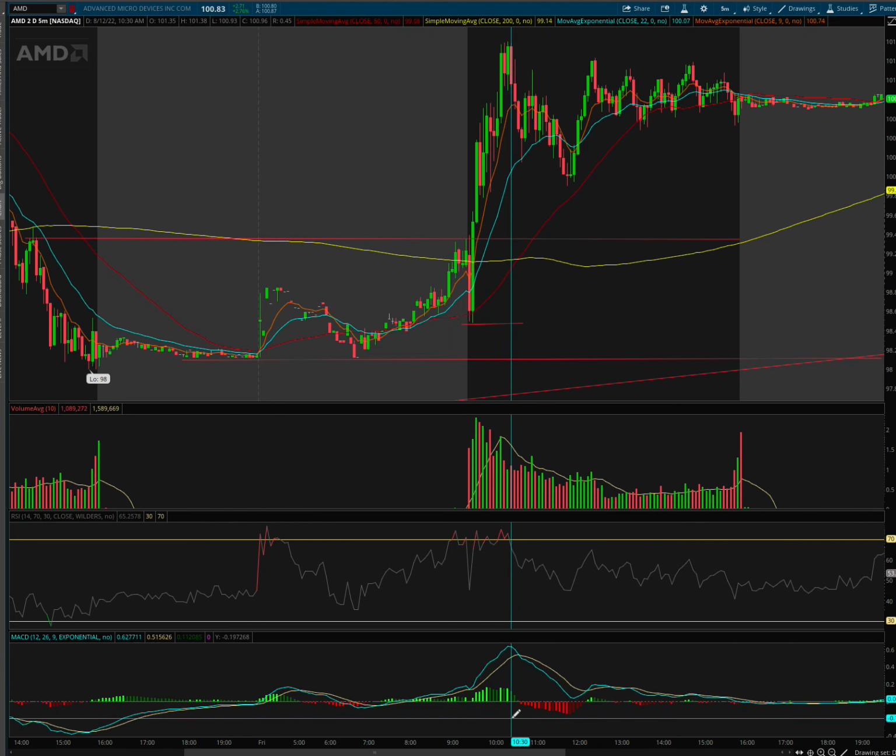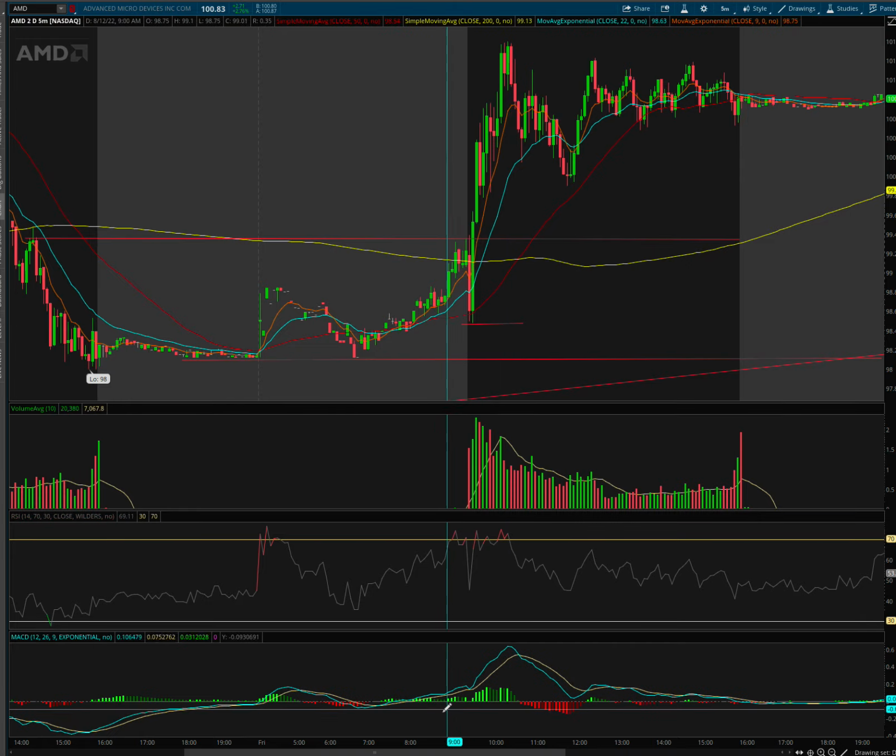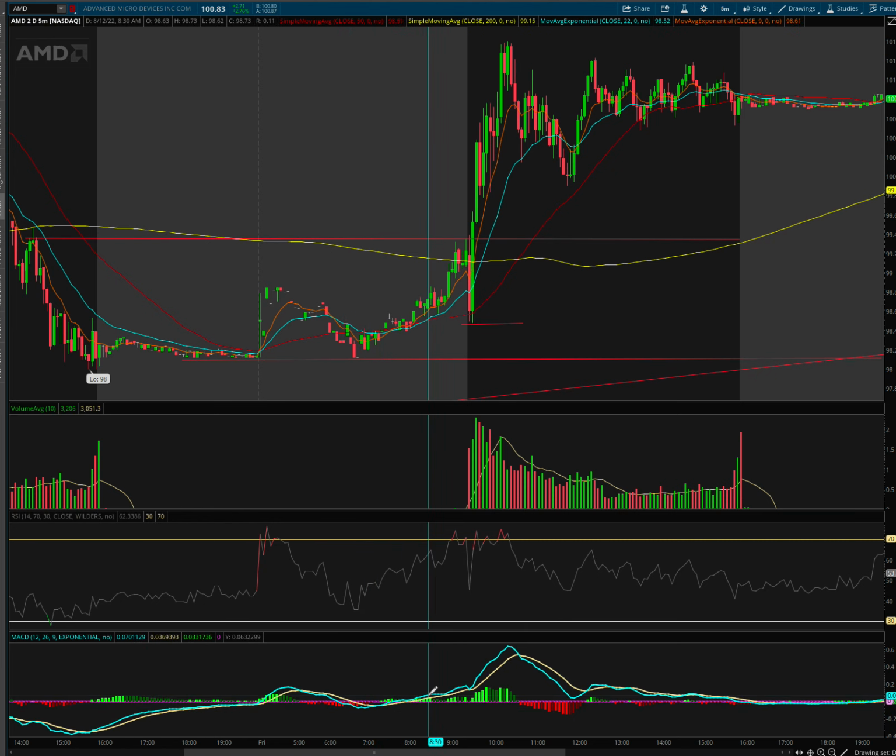Another thing I look for, this gets really overlooked, is the histogram part of MACD. The histogram part here is these red and green bars down here, and then this purple line is the zero line. So whenever the histogram crosses above the zero line, it's a buy or bullish, and then when it crosses below, it is a sell or bearish.